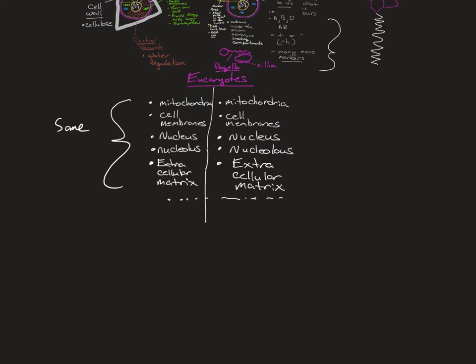So one of the things that's different is that these guys have cilia and/or flagella. All right. But this other kind has cell wall. This has chloroplast. This has central vacuole.